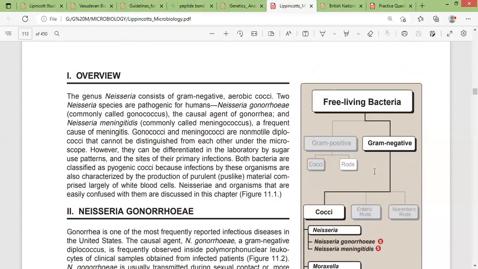Another term we will see used with Neisseria is gonococci, because they're spherical shaped, or meningococci. So when you hear meningococci, that tells you it's Neisseria meningitidis. So as we said, to us humans, that is gonorrhea and meningitis.